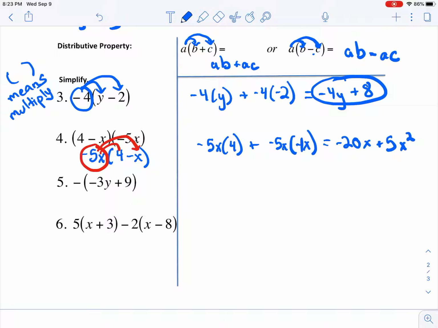Usually when we have expressions like this, we like to put the x squared first. So 5x squared minus 20x. There we go.